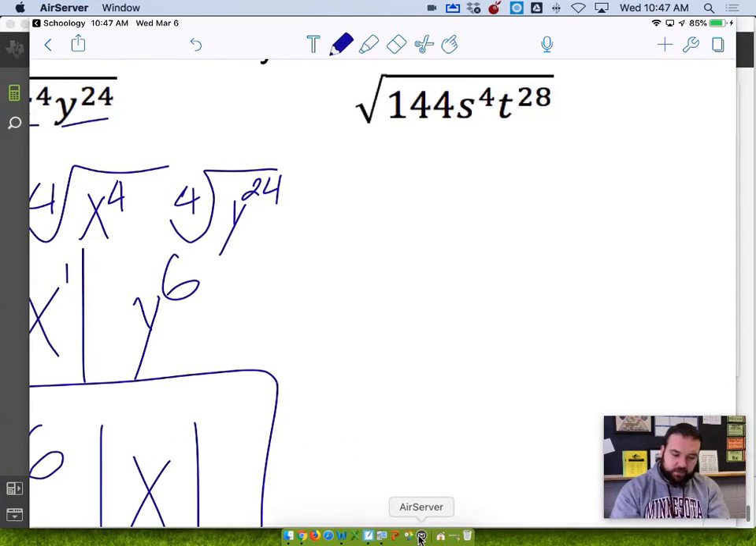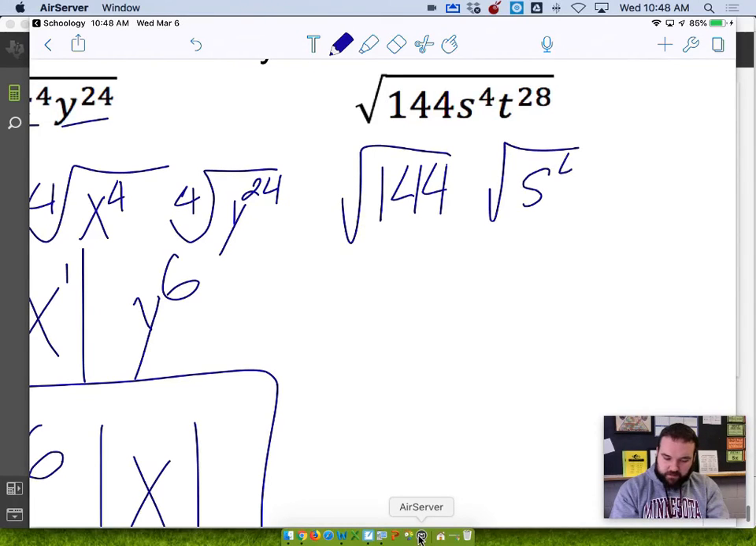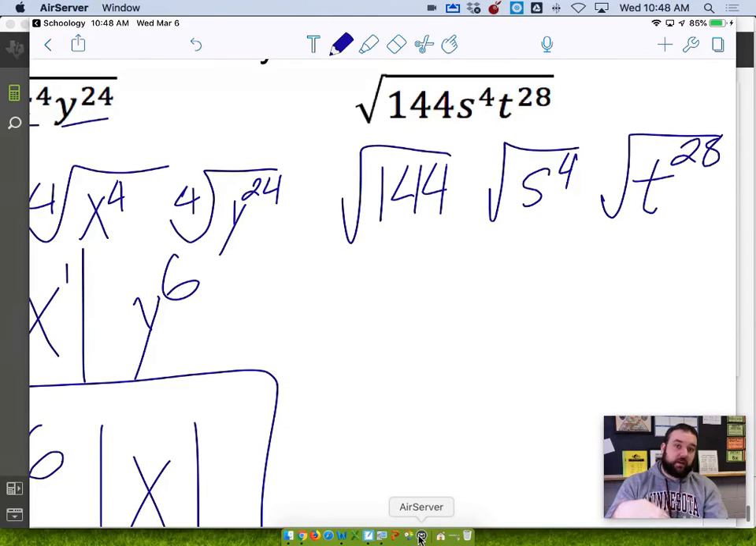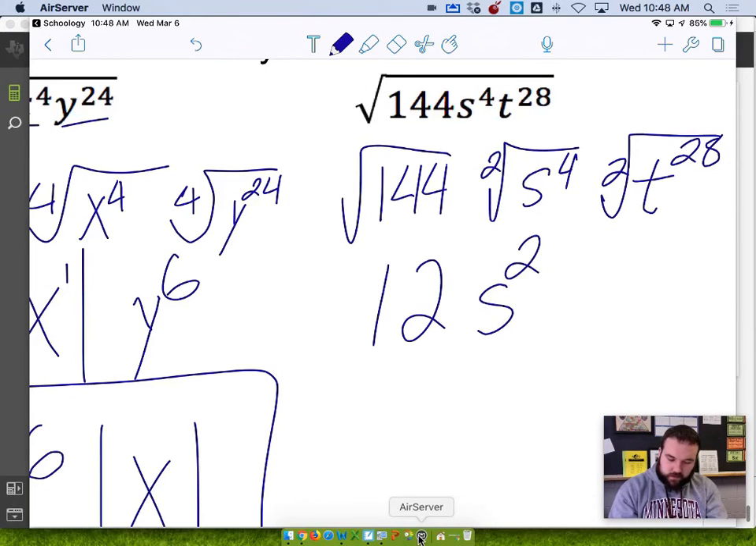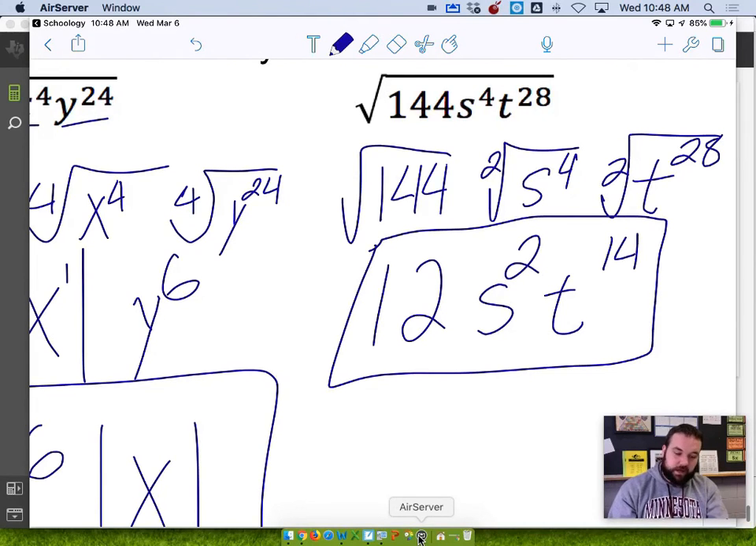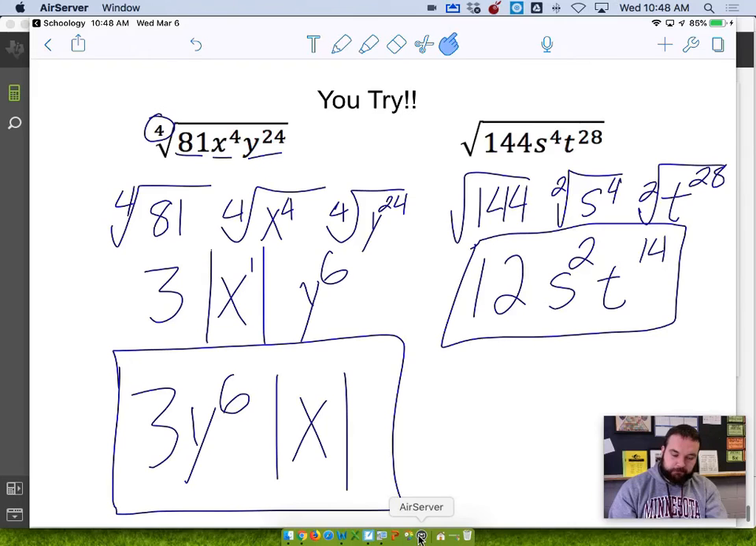If I take a look at this last problem, I have the square root of three different things, and because it is the square root, I need to be on the lookout for any odd powers in my final answer, because those will have to be inside absolute value. If I square root 144, I get 12. Here the index is 2, so if I take half of each of those exponents, I get s to the 2nd and t to the 14th. Neither one of those is odd, so I don't need any absolute value, and we're good there.